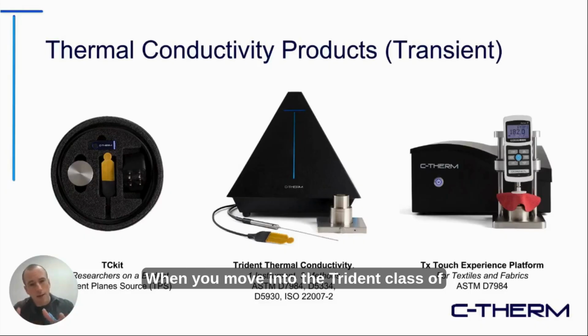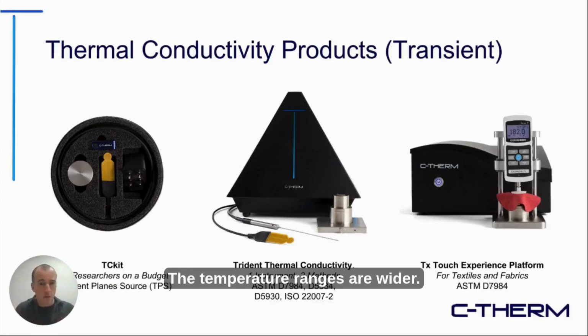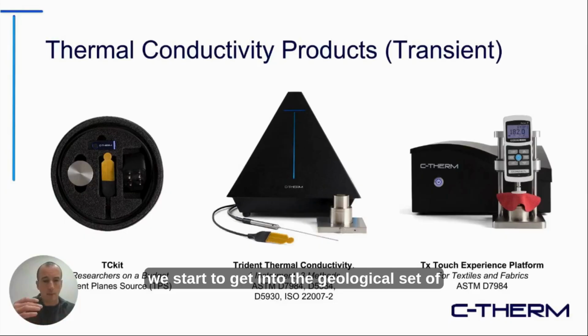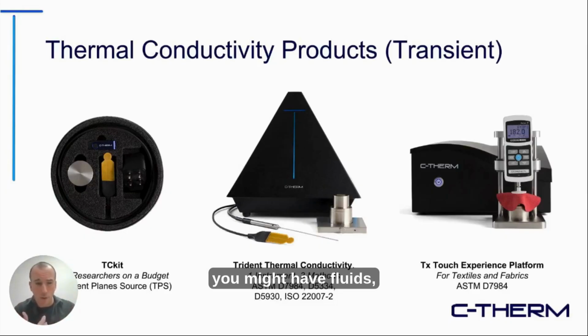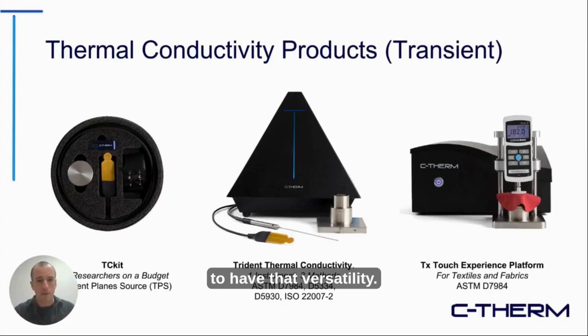And when you move into the Trident class of instrumentation, you're really getting a research grade instrument. The temperature ranges are wider, the sensitivity is better. And with Trident, you have the versatility to have 3 different test methods with the same instrument. And the value of that is going to be really apparent as we start to get into the geological set of applications where you've got soils, you might have fluids, you've got hard compacted materials, very rigid samples, a wide variety of formats that it's really helpful to have that versatility.